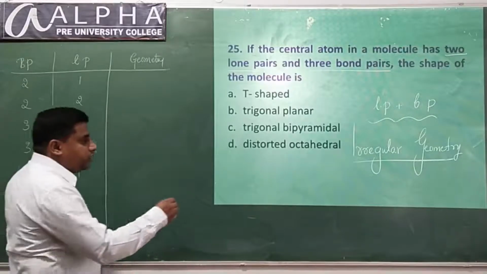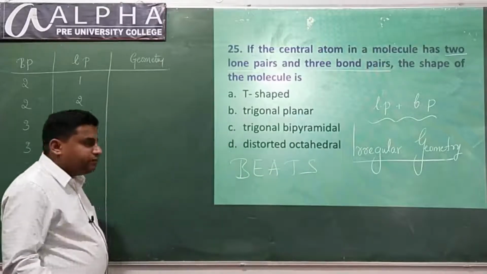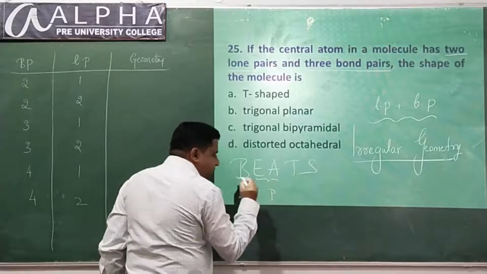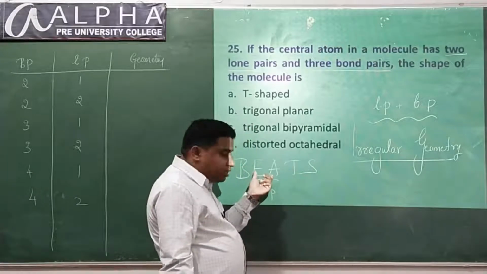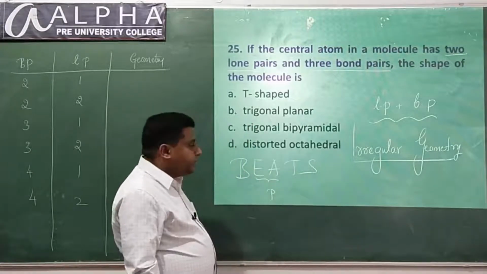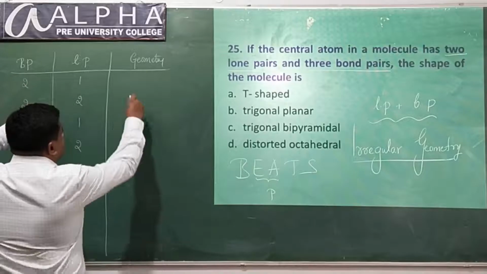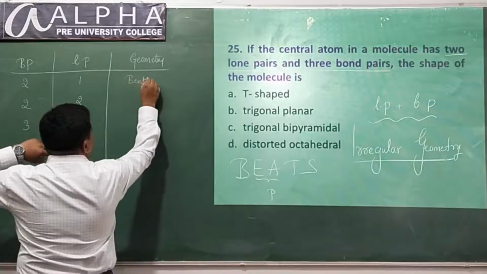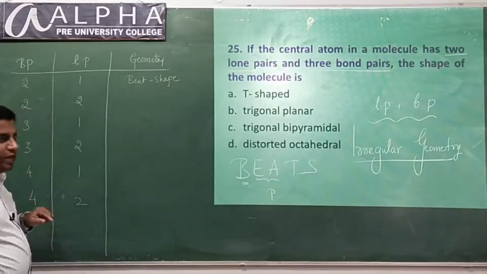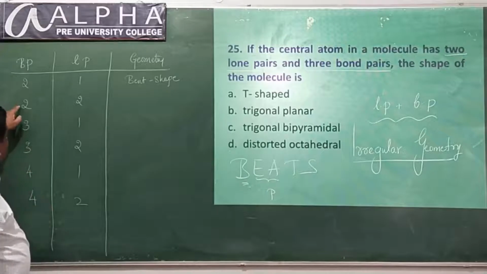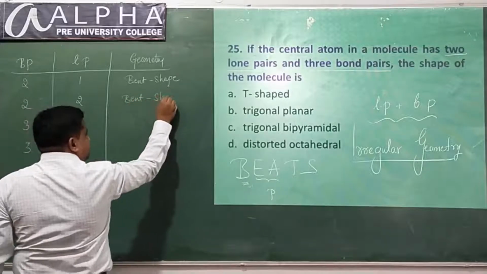Please remember this word, beats, B-E-A-T-S. Just replace these two letters by P, that's it. Only a small modification. Look here, 21: 2 bond pairs, 1 lone pair. The geometry is going to be bent shape, B. Next, 2 bond pairs, 2 lone pairs. Again, the geometry is going to be bent shape, B.